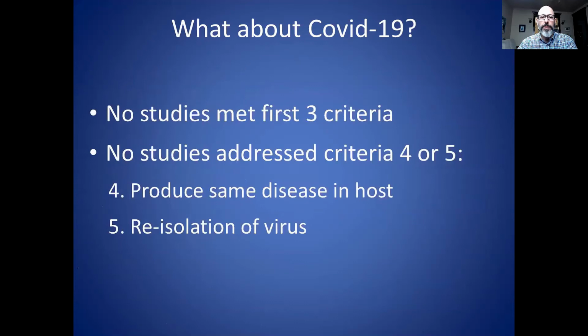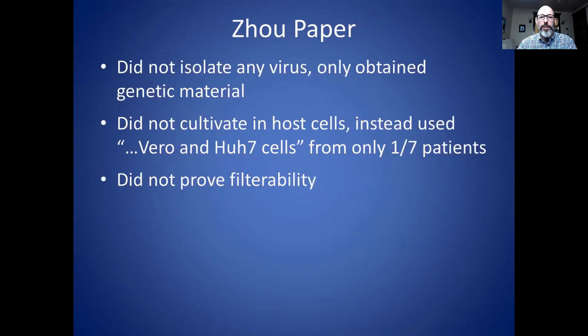So what I found is that none of the studies met the first 3 criteria. No studies tried to address criterion 4 or 5, which is inoculating the isolated particle into a healthy host and causing the disease, or re-isolating it from that person. So this was just not done at all, not attempted. If criterion 4 and 5 were never attempted, you can already, just from that, conclude that it has not been proven, to be fairly confident, that this is a cause of any illness. But let's look a little bit closer.